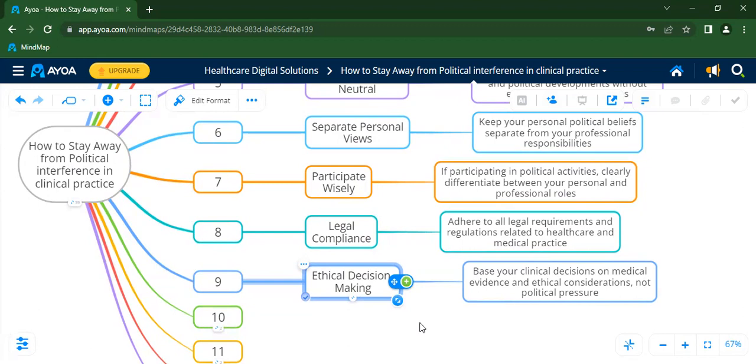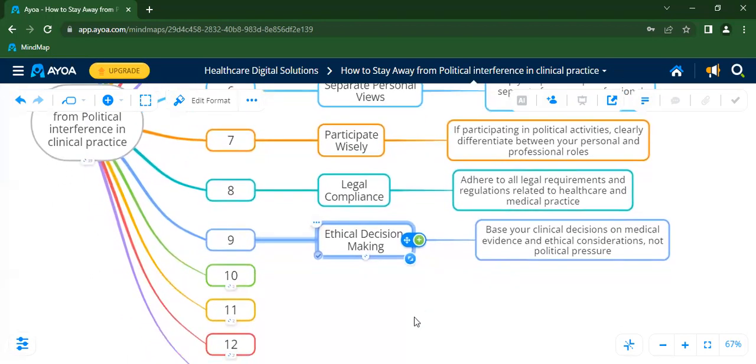You have to keep separate your personal opinions and political opinions or any other personal beliefs separately from your core clinical practice, because when you are dealing with your patients, you are supposed to have the decisions based on the clinical grounds and not on any other considerations. So always have those kind of thing in place.